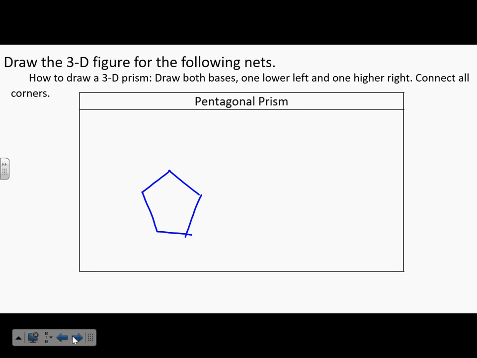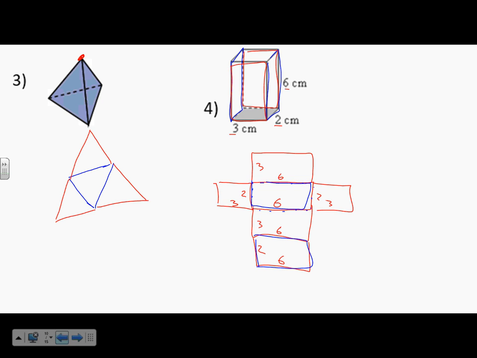So I put one kind of down here, and then I put one over up here, and you don't have to make them overlap. You can if you want. Then once you do that, you connect all the corners to the respective corner. So this one connects to this corner. This one connects to this corner. This one connects to this corner. This one to this corner, and this one to this one. Now, if you want to be fancy and put some dotted lines, some of those dotted lines mean that they're kind of like inside.